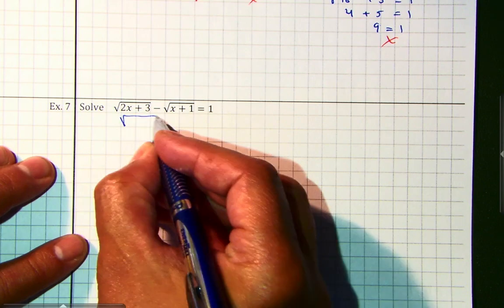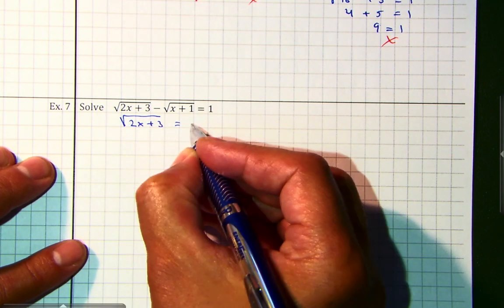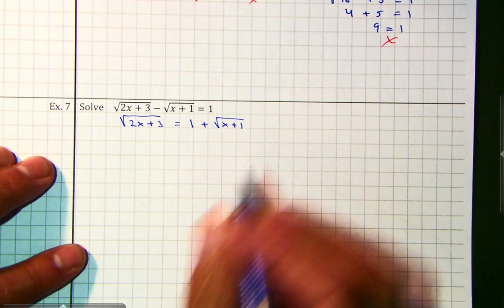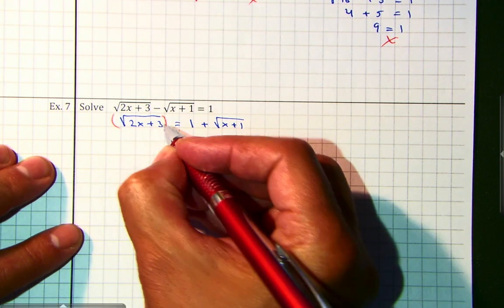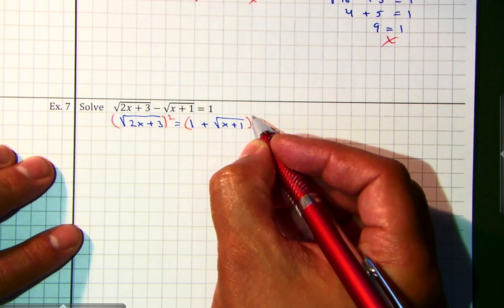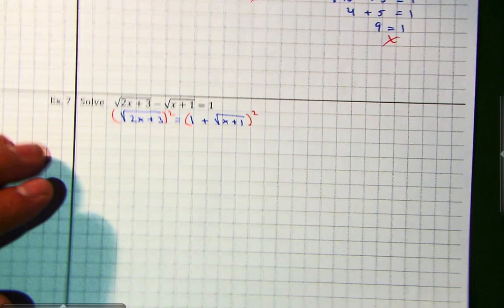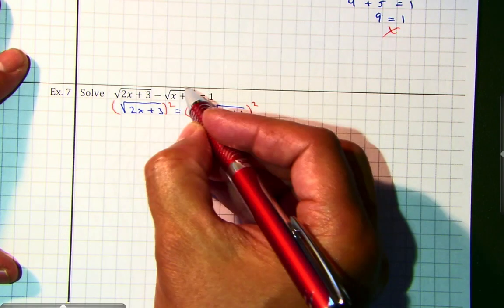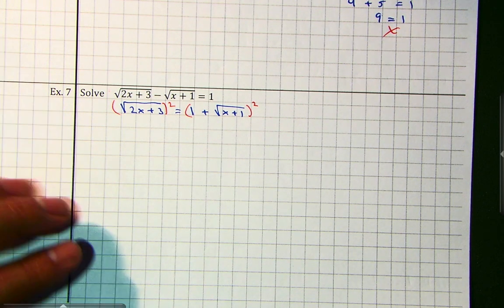We have 2x plus 3 equals 1 plus the square root of x plus 1. And now I'm going to square both sides. So it's going to be a little bit more work. Now you could have done it up here, but then it'll be a little more challenging. I could just square both sides here, it'll still be fine. But let's go through the process.